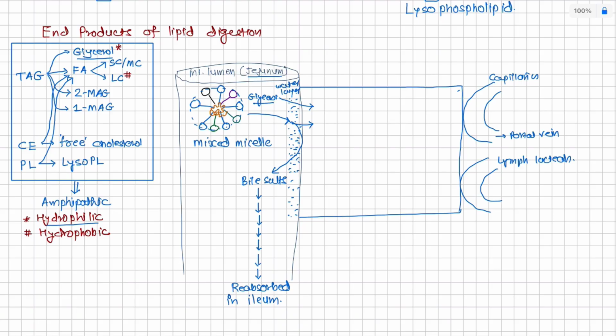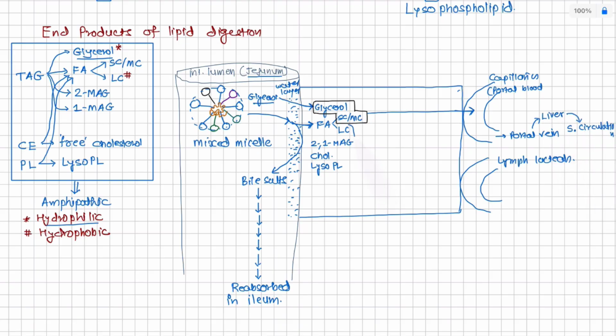So inside the jejunal mucosal cells, we now have glycerol, fatty acids of all types, short chain, medium chain, long chain, 2 and 1 monoacylglycerol, cholesterol and lysophospholipids. Here is where things diverge. Glycerol and short and medium chain fatty acids can directly diffuse through the basolateral membrane and enter directly into the portal blood, which goes to the liver and then to the systemic circulation.